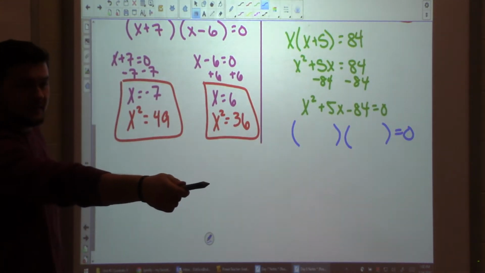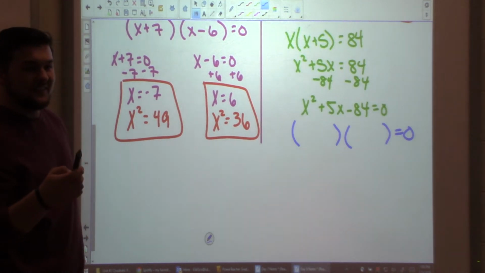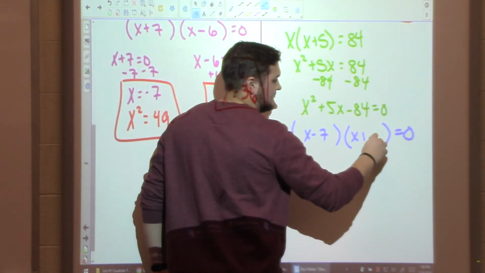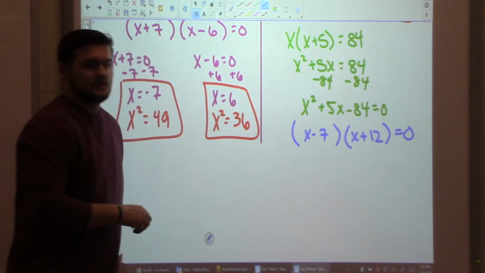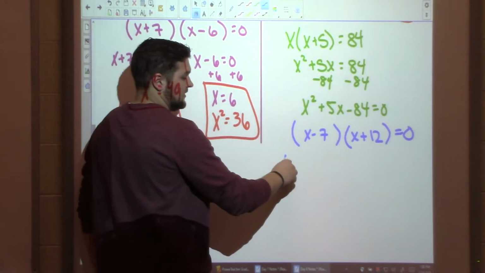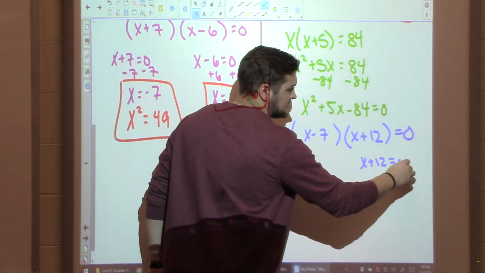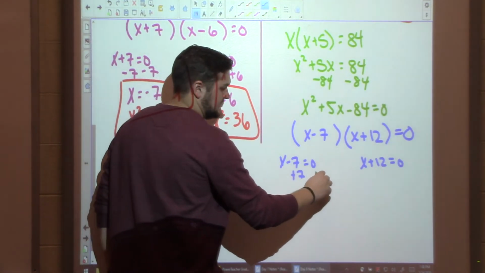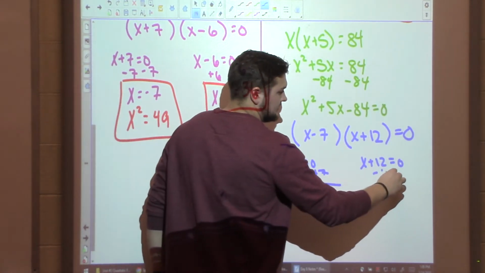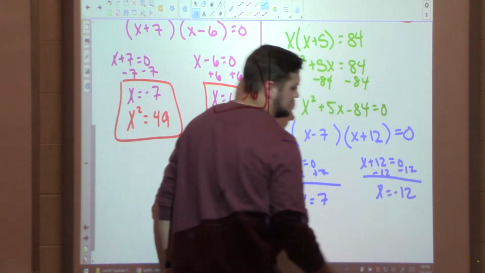What'd you get? 7 and 12. Both were positive? No. Negative 7? Okay. So x minus 7, x plus 12. Same thing. Take them, set them both equal to 0. X minus 7 equals 0. X plus 12 equals 0. Add 7. I get x equals 7. Minus 12. X equals negative 12.